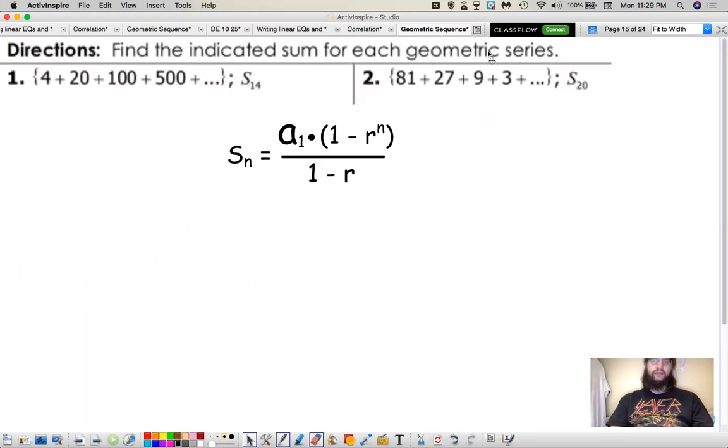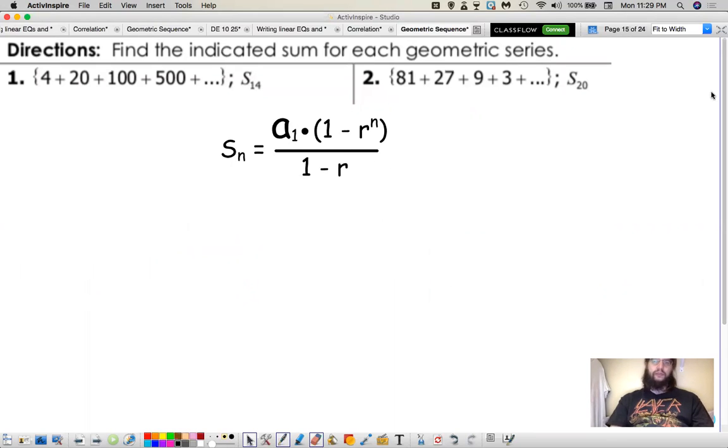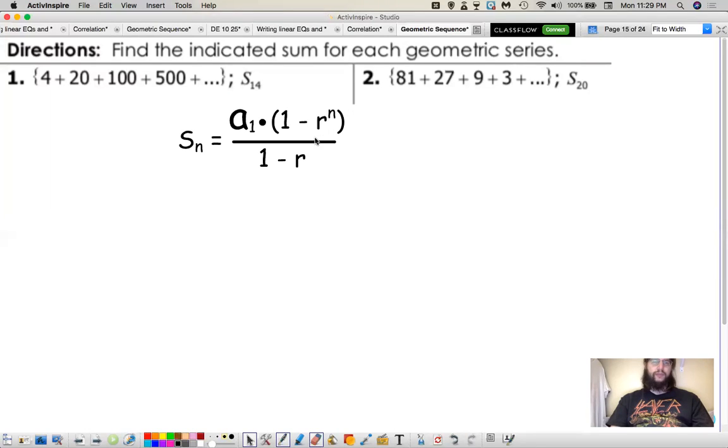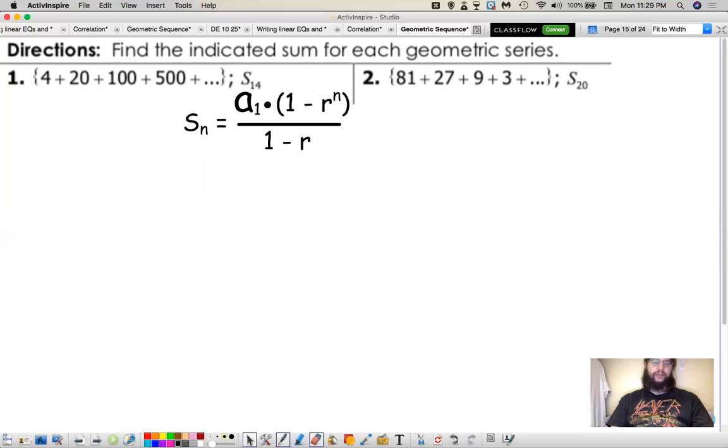Find the indicated sum for each geometric series. So it's telling us it's geometric. We don't have to check. These are all yeses. These are geometric. We just got to plug it in the formula, which I'm going to put right there in the middle. Cool. That's a good spot.